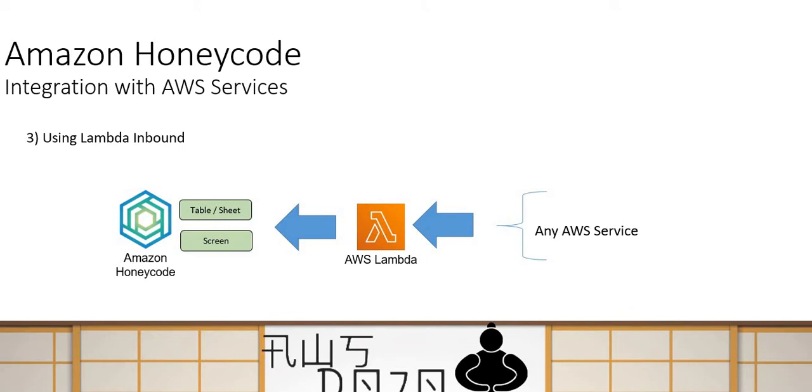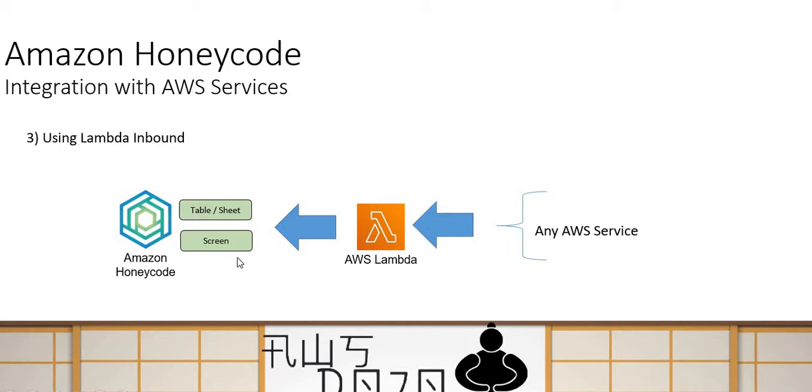So you saw that you can use AppFlow, and in that case, AppFlow can take S3 data and then import it into a table or sheet. What if you want to use a service outside S3, like you want to import data from DynamoDB or Redshift or RDS or anywhere else? In that case, you can use this kind of inbound approach where you can have a Lambda function which can talk to this AWS service to bring data from there, and then it can actually update data not only on the table but also on the screen.